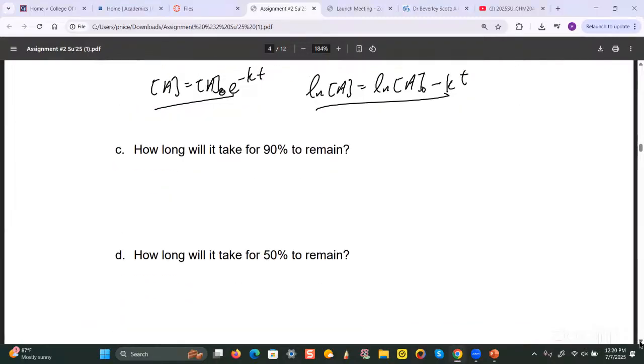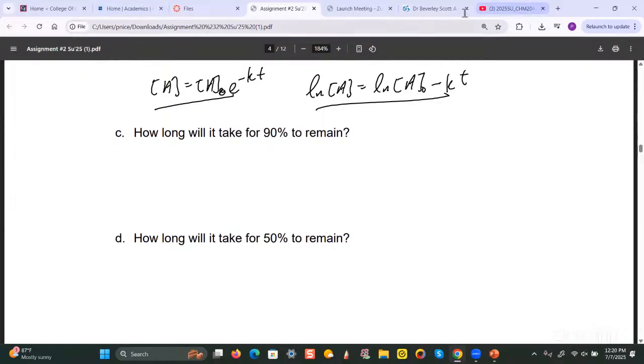Okay. This question is asking, how long will it take for 90% of the reactant to remain? So how would you solve this problem? Which form of these two equations would you use? The second one? Exactly. So again, we rearrange this to get t is equal to ln of [A] initial over the concentration of A, all of that divided by k, right?